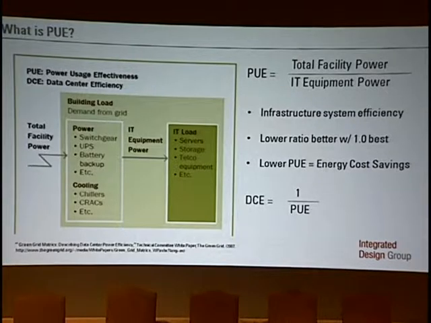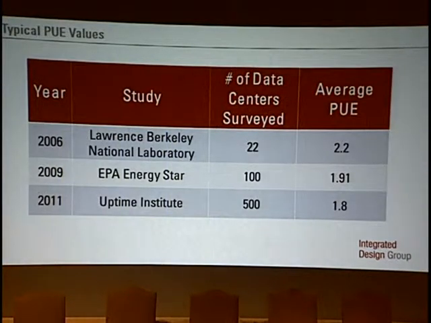What are typical PUE values for existing data centers? We just saw 1.04, so that's pretty good, since you can't get better than 1.